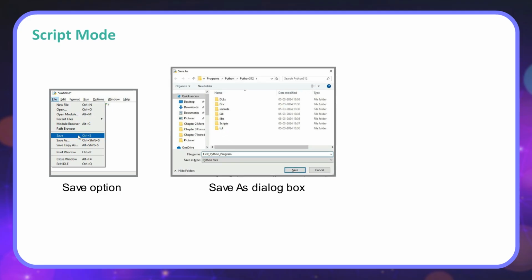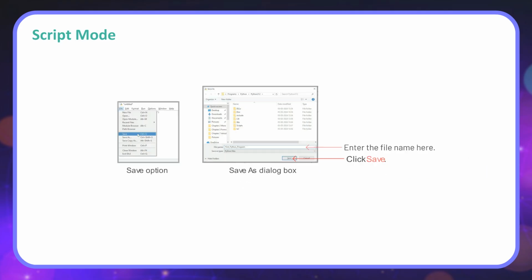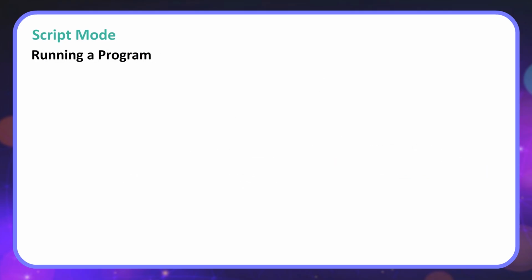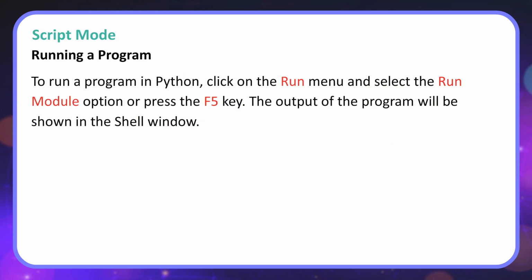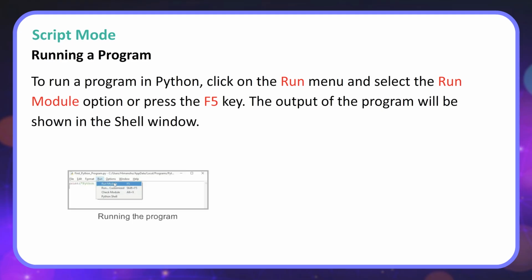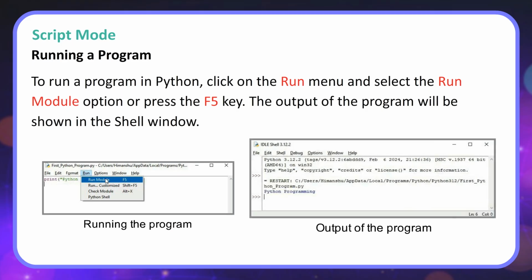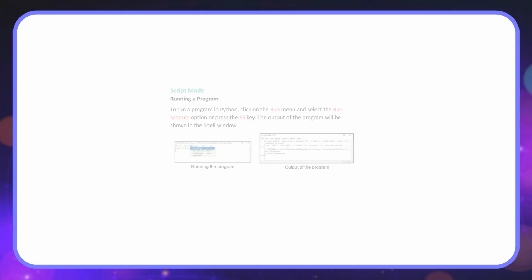Save option. Save As dialog box. Enter the file name here. Click Save. Running a program. To run a program in Python, click on the Run menu and select the Run Module option or press the F5 key. The output of the program will be shown in the shell window. Running the program. Output of the program.